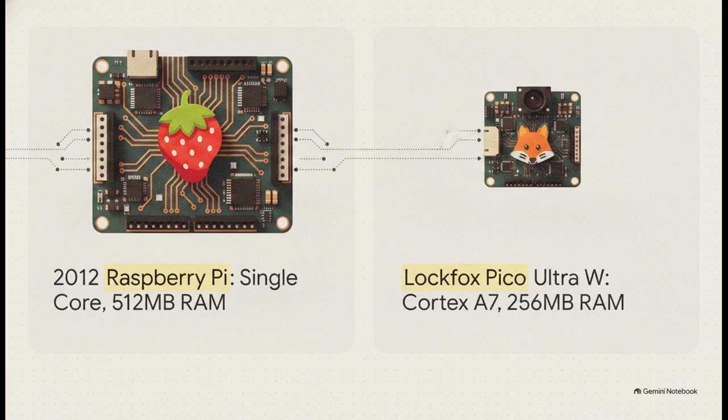To really see how this tool behaves, we decided to stress test it in the lab on some comically underpowered hardware. We grabbed a first-generation Raspberry Pi from 2012, single core, 700 MHz, just 512 megs of RAM, and then a LoxFox Pico Ultra W, which is this tiny embedded board built for security systems with a mere 256 megabytes of RAM. These boards are incredibly weak, but they run Linux, so we could actually run llmfit.